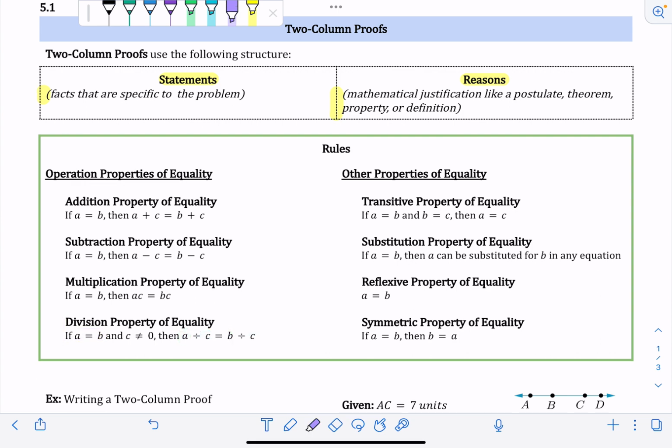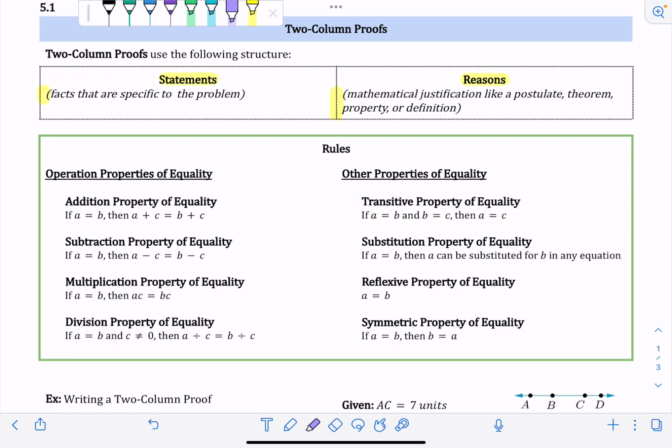And then on the right side, the other properties of equality. So the first one, the transitive property of equality, says if A is equal to B and B is equal to C, then A must be equal to C. So if these two values are the same, and these two values are the same, then these two must be the same as well. So A must be equal to C.